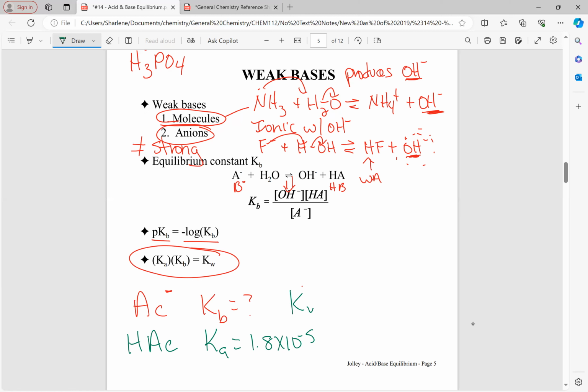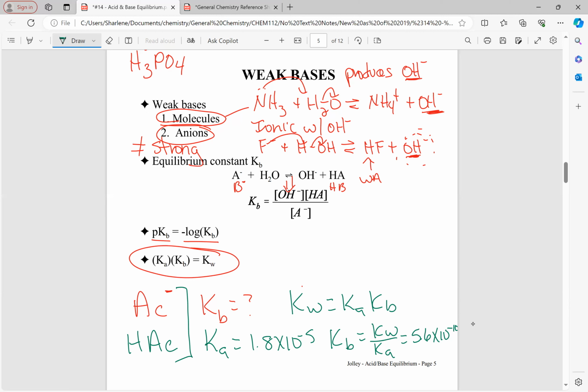So Kw is equal to Ka times Kb. So Kb is equal to Kw divided by Ka, and that should come out at 5.6 times 10 to the -10th. So when you are given the anion, look and see what it would be in the acidic form and look at that Ka, and then Kw divided by Ka will give you the Kb.